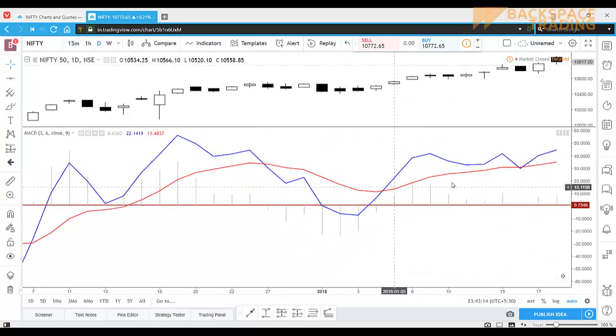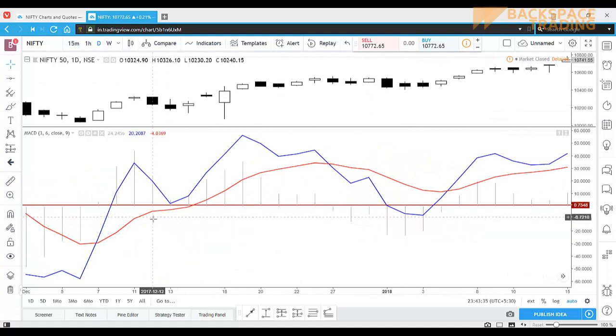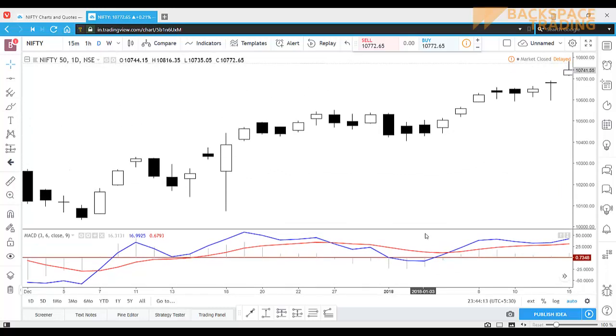Now whatever you see, this is an expansion, this is a contraction, expansion, expansion, expansion, expansion, contraction, contraction, expansion, contraction, expansion, contraction. Get it? Now you see this red line, this is your signal line, the 9 period, and this blue line is your 3 and 6 MACD line. This is your 0 line. Anything above shall be positive. If you look over here, the values are all positive. Anything below 0 is a negative value. That is your MACD indicator. Now let this be here.